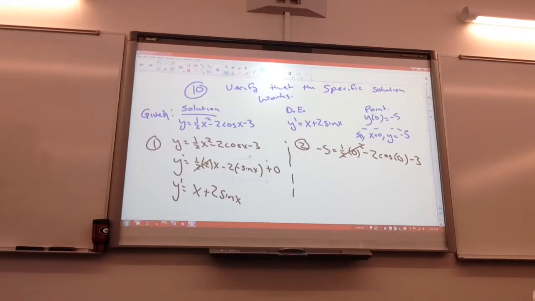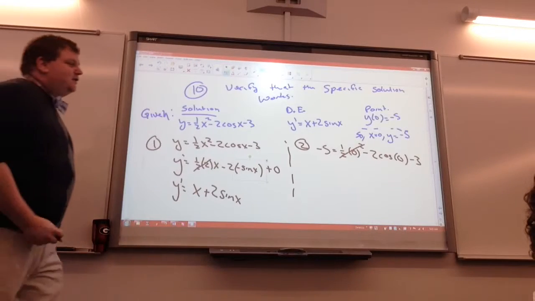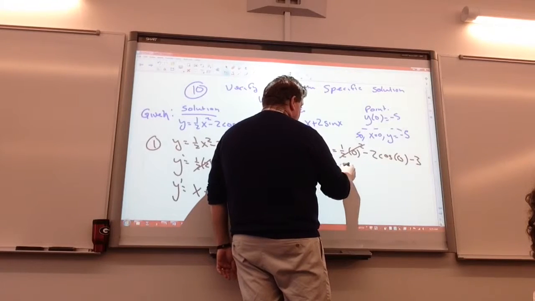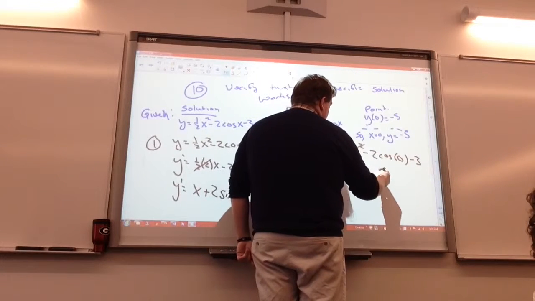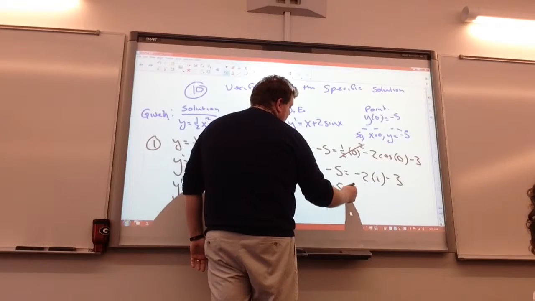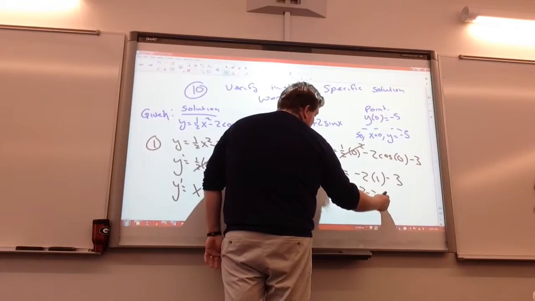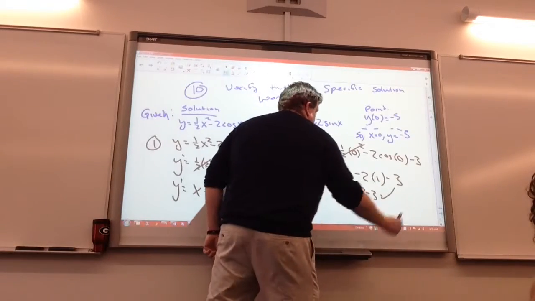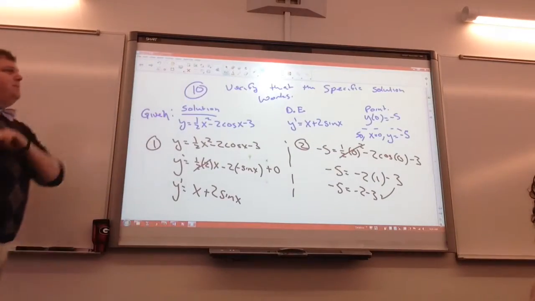Just the original. Now, here's the tricky part, and it's only tricky because some of you probably forgot your trigonometry. What's the cosine of 0? 1. It's 1. Okay? So negative 2 cosine of 0 would just be negative 2 times 1, minus 3. And so is minus 2 minus 3 equal to negative 5? Yes, indeed. Okay? So indeed, that point works.